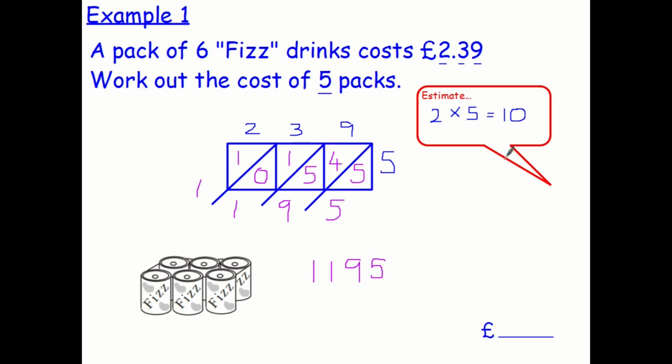But I know that my answer has got to be in the region of £10 because that's what my estimate told me. So I reckon the decimal point goes here. And the cost of 5 packs of fizz drinks is £11.95.